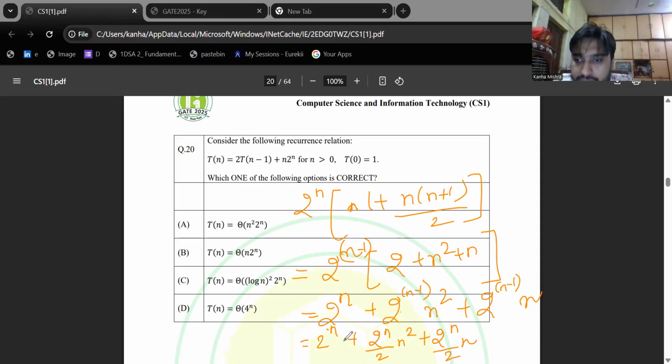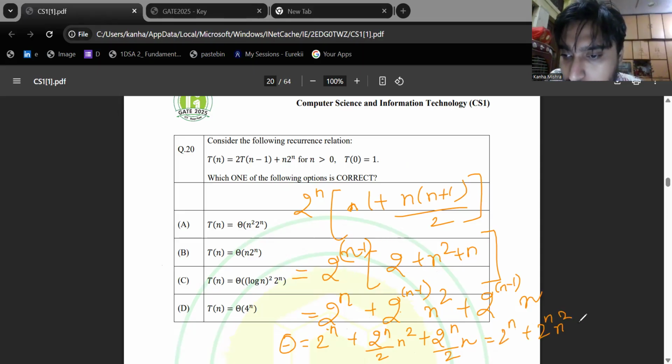And we have already simplified that this is the bigger term here. Now, if you remember, in theta notation we ignore the constants. So if you see, this is 1 by 2. 1 by 2 is a constant. We can definitely ignore that. So it comes out to be 2 to the power n plus 2 to the power n square plus 2 to the power n into n. This is what it actually comes out to.